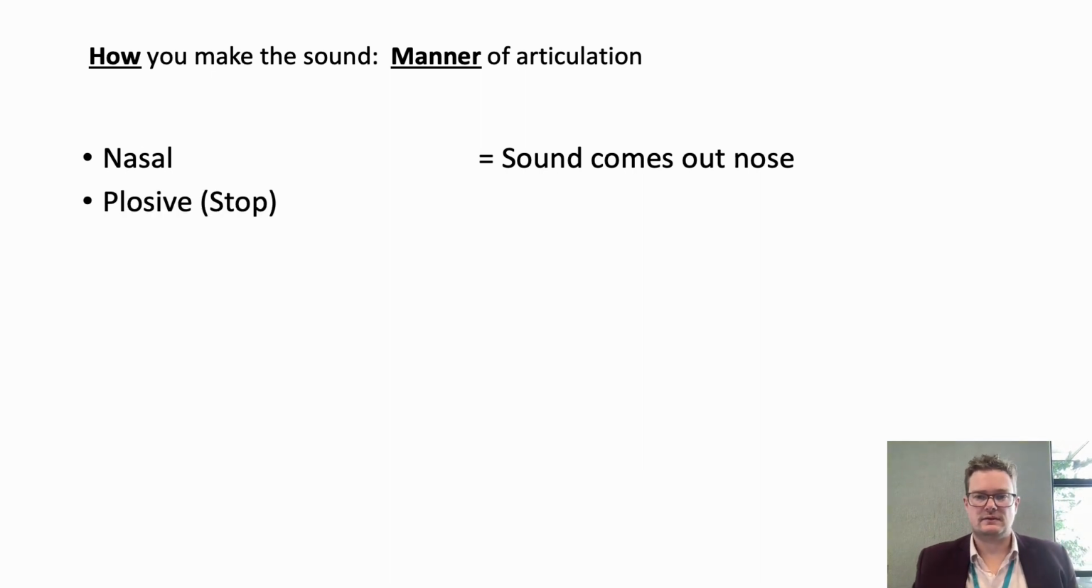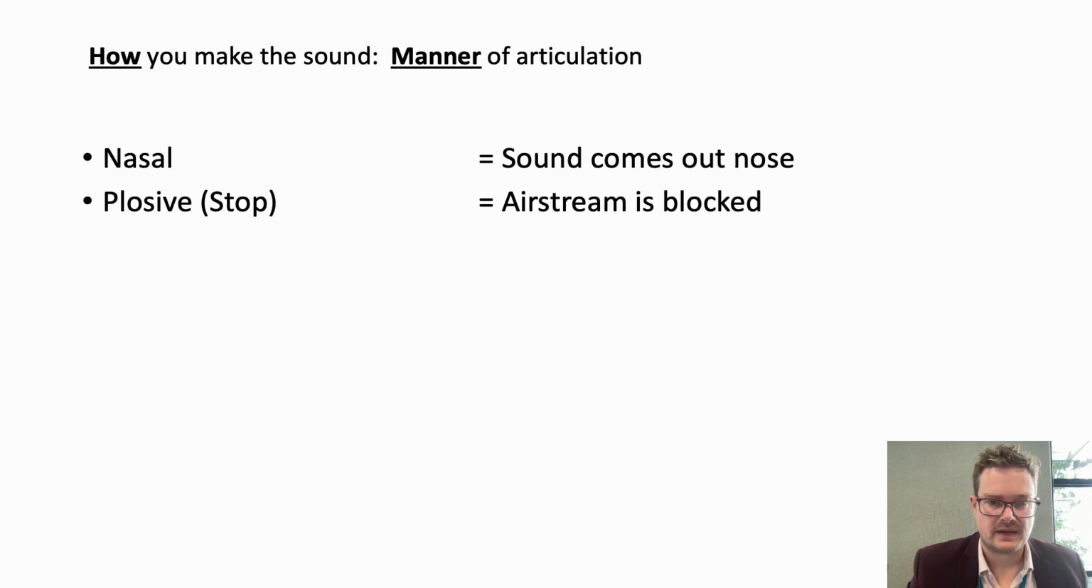And then you've got plosives, which is when you block the air, like b and p and t and d. So the sound's coming out your mouth, but you are blocking the airstream somewhere in your mouth to make that sound. So p, t, k, b, d, g, all those sounds. You actually stop the sound, stop the airstream.